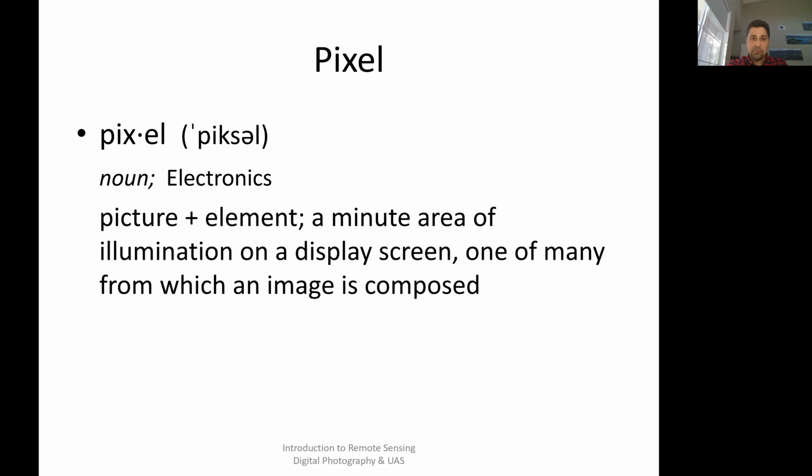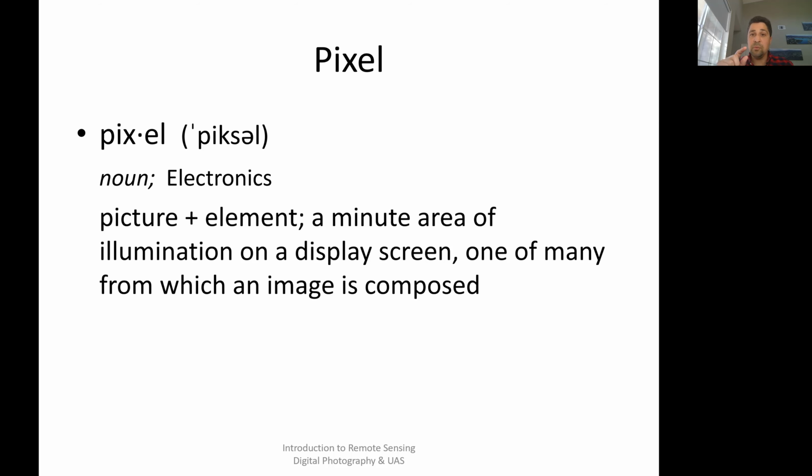Okay, pixels. There's a lot of talk about this. So pixels, let's break this down. When you say pixel, it means picture element. A pixel is a minute area of illumination on a display screen, one of many from which the image is composed. So basically we've already kind of described this, right? We know that the sensor has these pixels, how they're broken down into these linear arrays, as we saw earlier. The pixel is the correlation between that and when it turns into an actual image, okay?